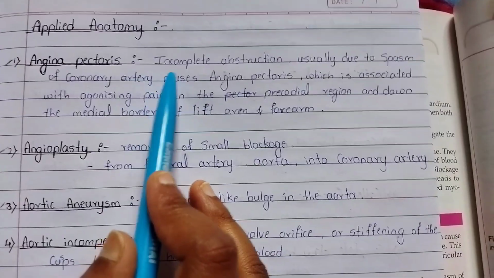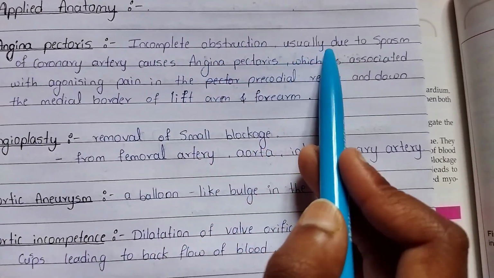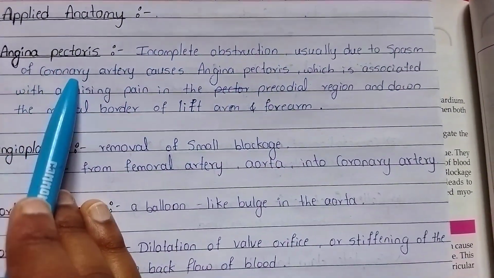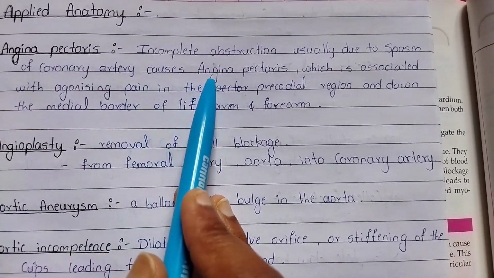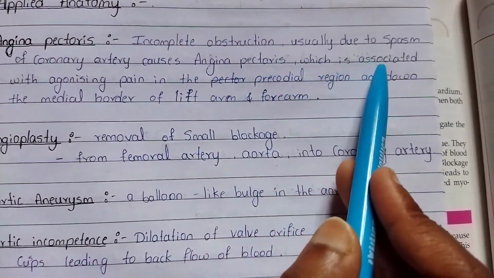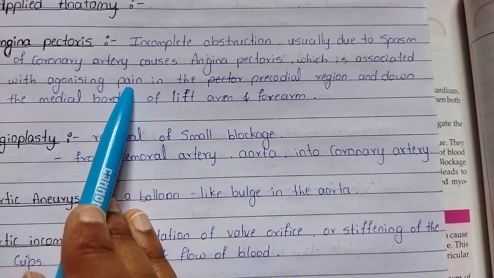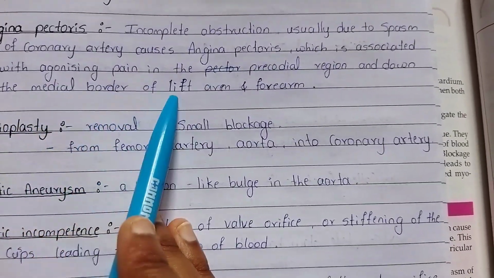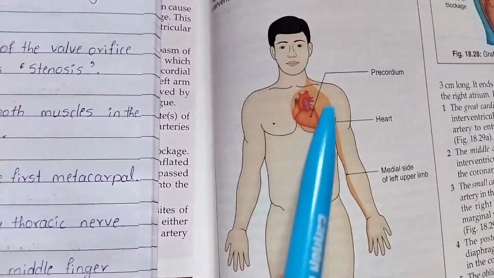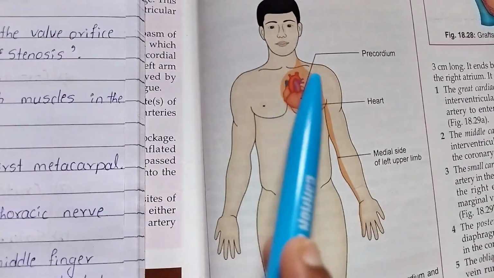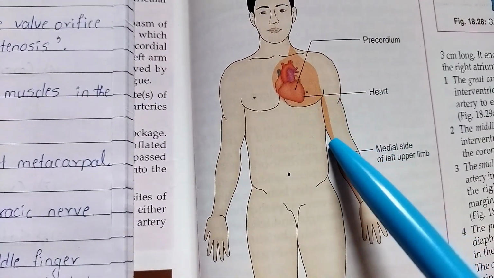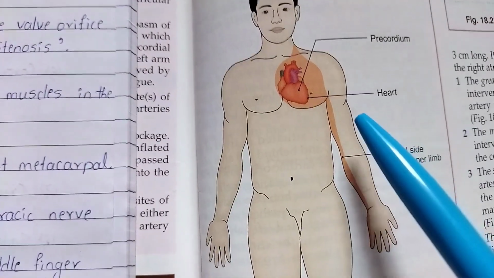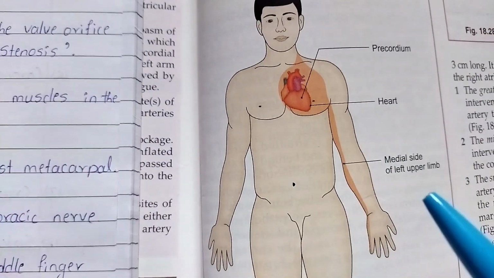First one, angina pectoris. It is an incomplete obstruction, usually due to spasm of a coronary artery, which causes angina pectoris, associated with agonizing pain in the pectoral region and down the medial border of the left arm and forearm. In this picture, you can see the angina pectoris. The pain is in the medial border of the left arm and forearm.